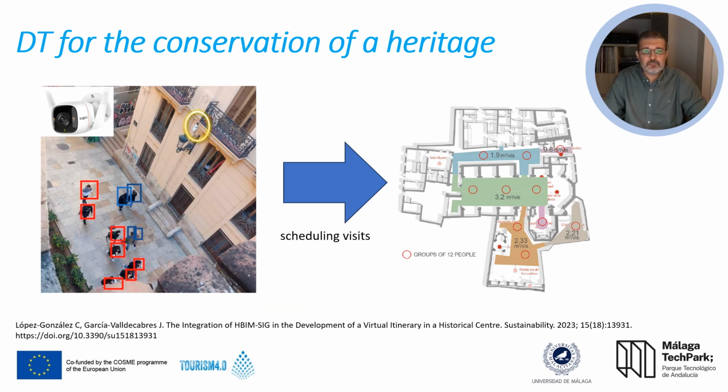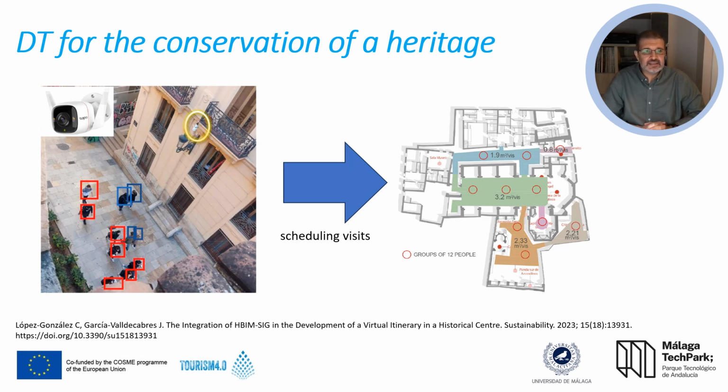This last example of the use of digital twin is focused on sustainability like the previous one. In this way, it uses all the components of the digital twin: the models, the database, and the service model. In this example, the work is focused on the preservation of the San Juan del Hospital building in Valencia, Spain, by controlling the number of visitors inside this building.